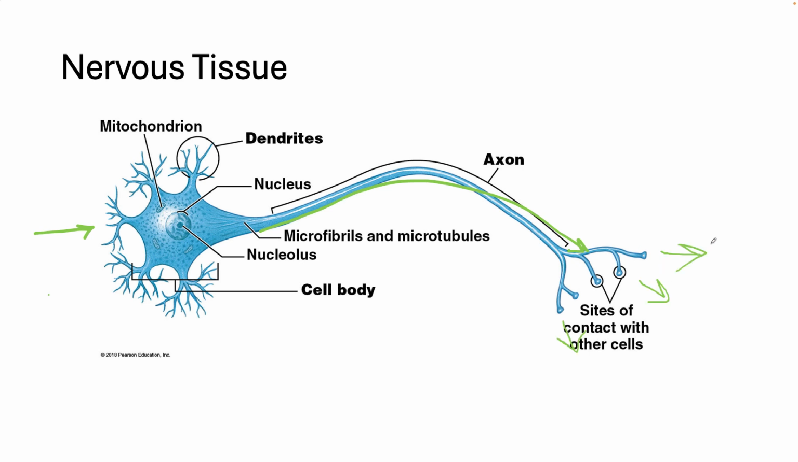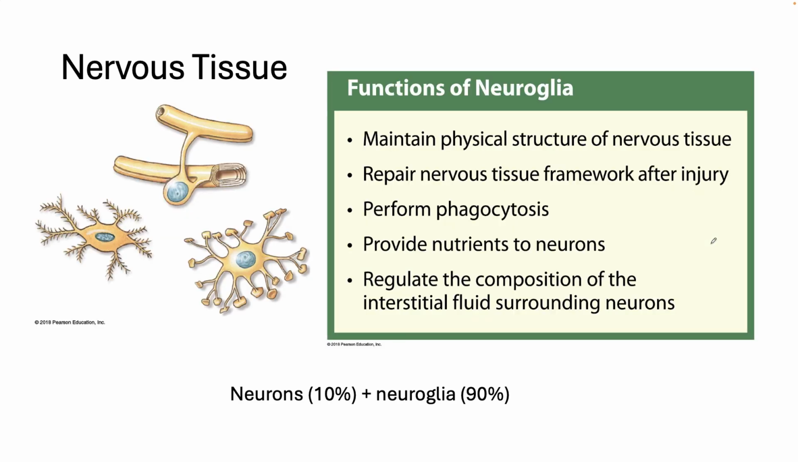Only 10% of nervous tissue is actually made up of neurons. The rest is made up of neuroglia. Neuroglia make up the rest of the cells in the nervous system. There are several different types of cells that are responsible for protecting the neurons, taking care of them, repairing them after an injury, and creating cerebrospinal fluid.